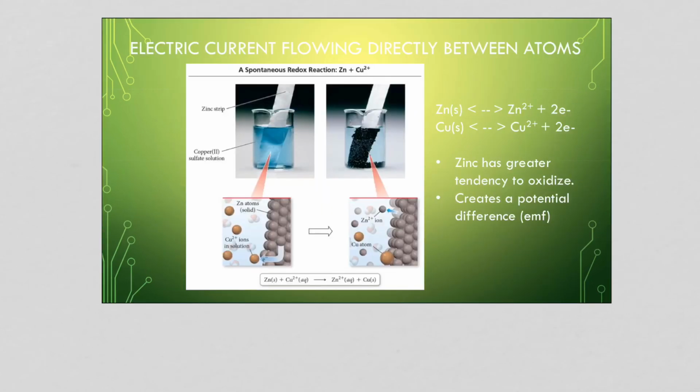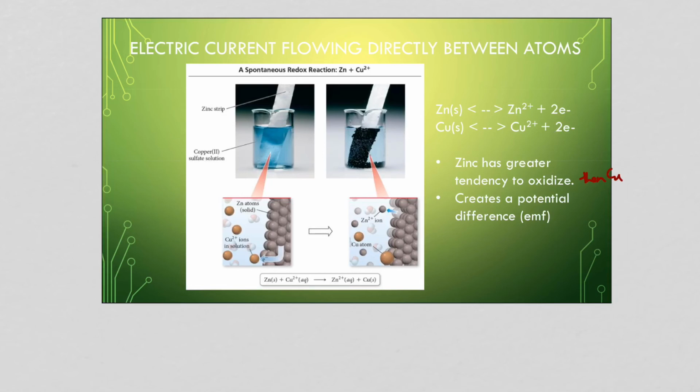So if we revisit our picture here, what we notice by looking at this reaction is that clearly zinc has a greater tendency to undergo oxidation. Otherwise, no reaction would happen. So zinc wants to lose electrons, and it wants to give those electrons to copper. That's telling me that zinc has a greater tendency to oxidize than copper.